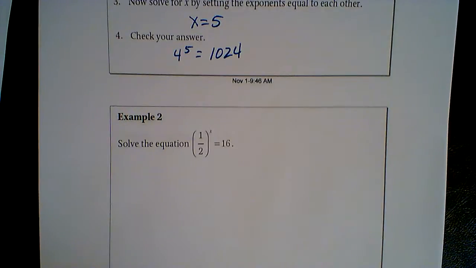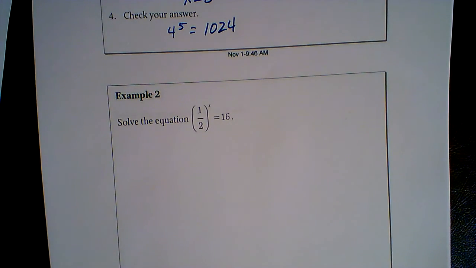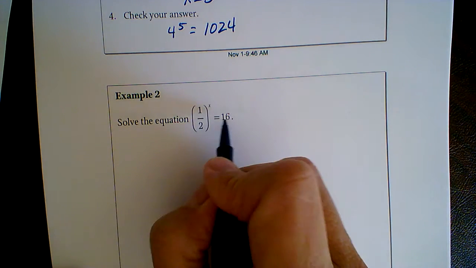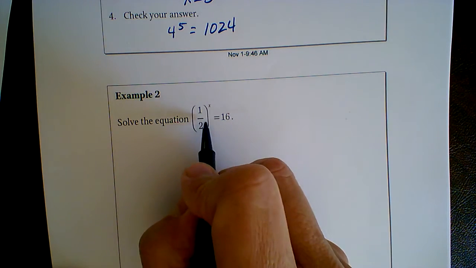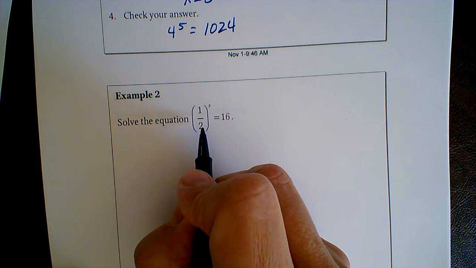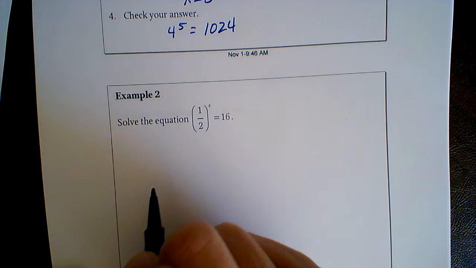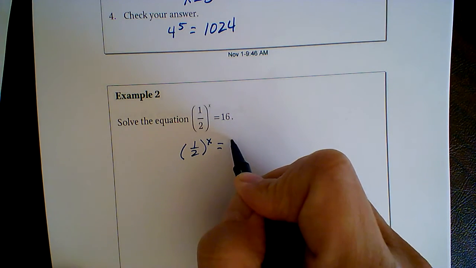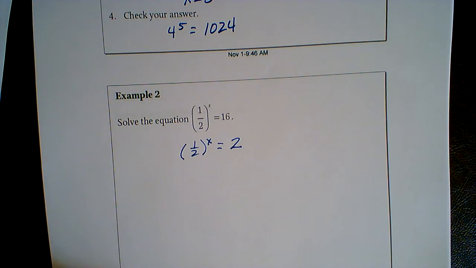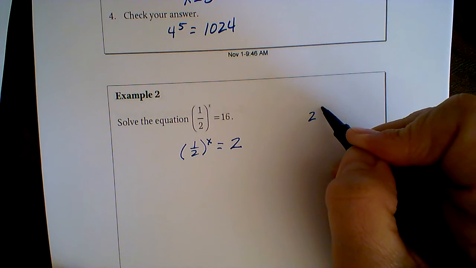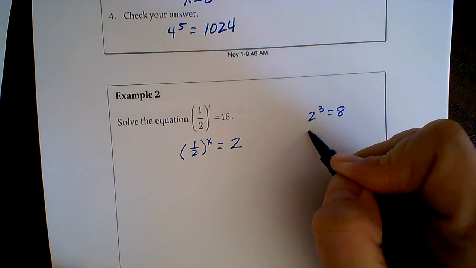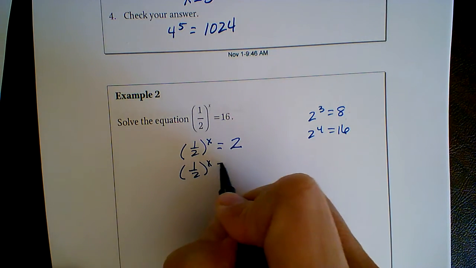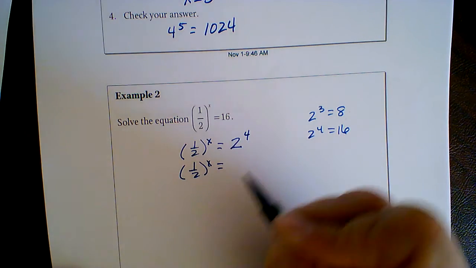All right, let's go to example 2. It's on the back of this page. It says solve the equation. So we've got 1/2 raised to the x is equal to 16. So here I want to find a way to get both sides so that they have a base of 2. So let's just leave this side alone for a minute and figure out how to turn 16 so that it has a base of 2. We know 2 squared is 4, 2 to the third is 8, 2 to the fourth is 16. So I can make this 2 to the fourth.